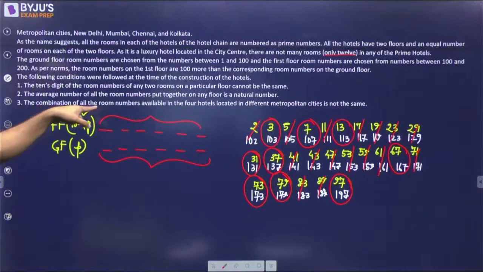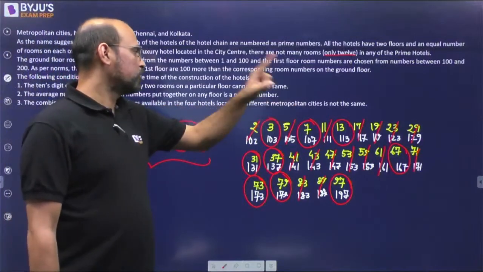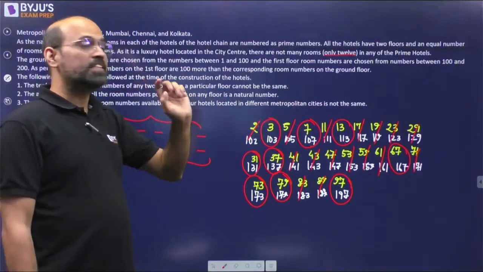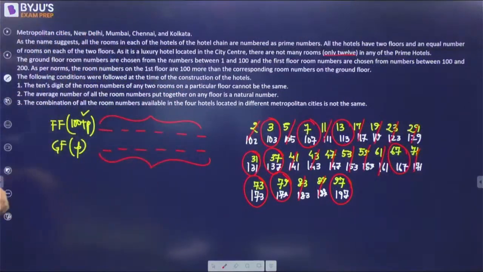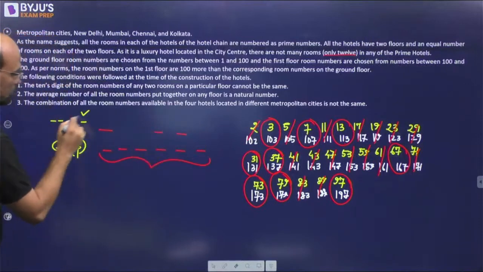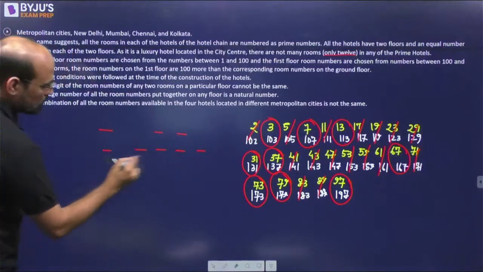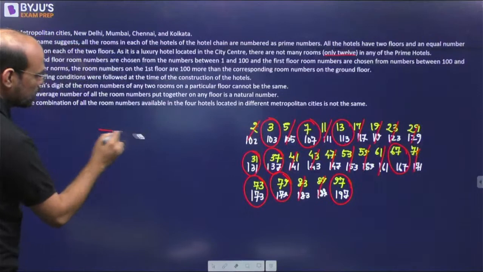Then it says the combination of all the room numbers available in the 4 hotel rooms located in different metropolitan cities is not the same. So we need to find out unique scenarios. Okay, so chalo shuru karte hain. Let's start. So once this part is understood, let's talk about ground floor and first floor.